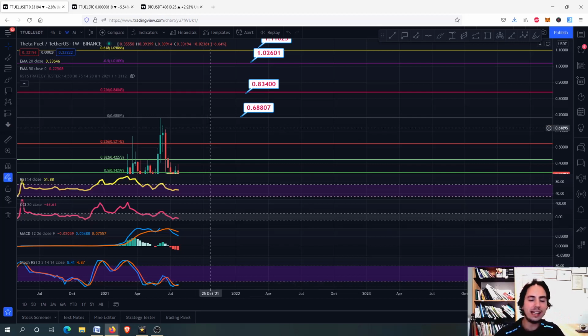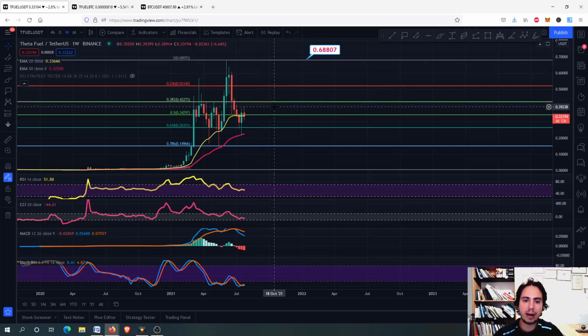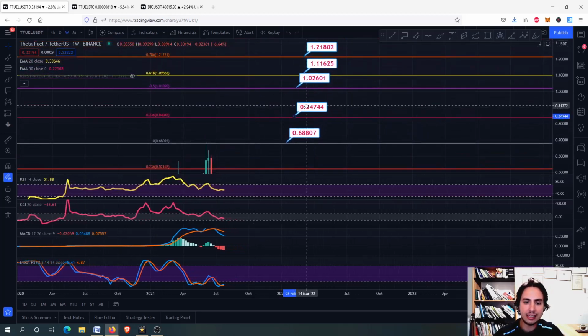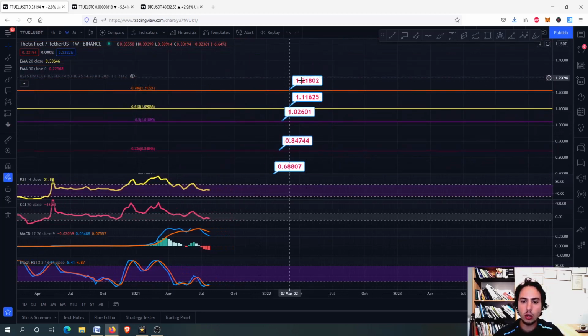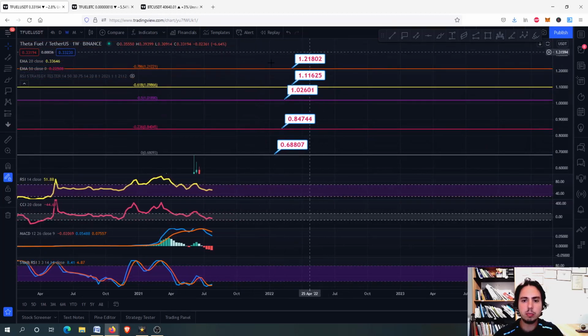So let's go a little bit right now on the weekly frame for TFUEL to see some possible price targets. The first one is the 83 cents, one Tether USD, 1.11, 1.21. Let's see if this price targets.